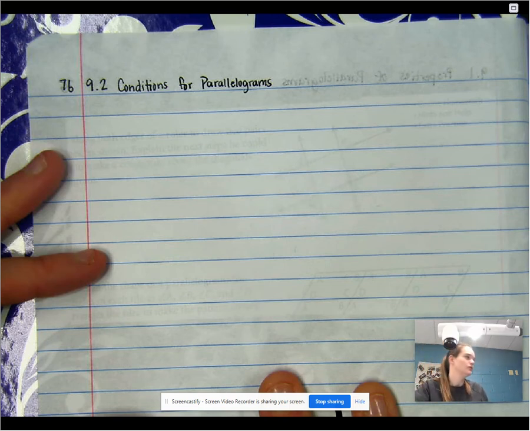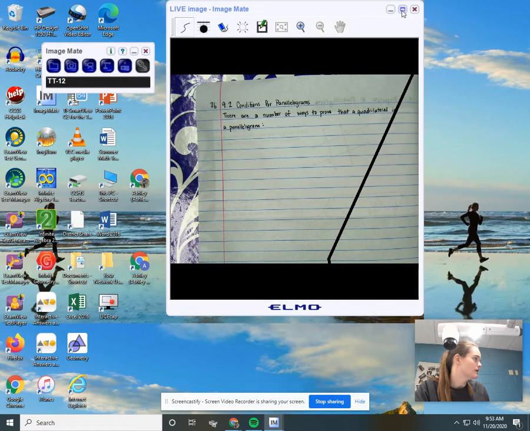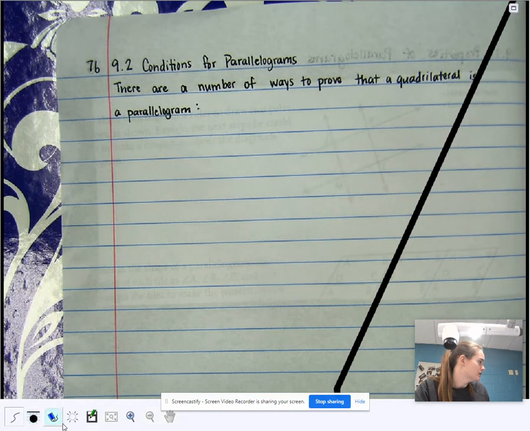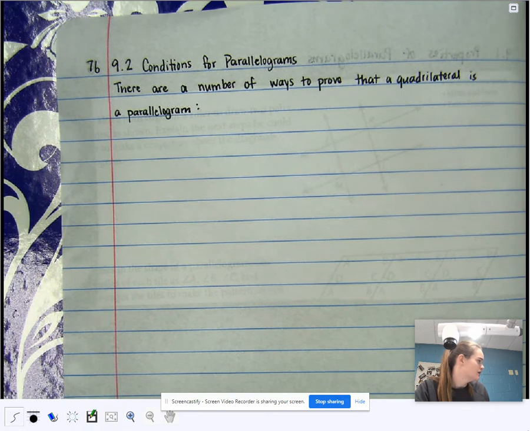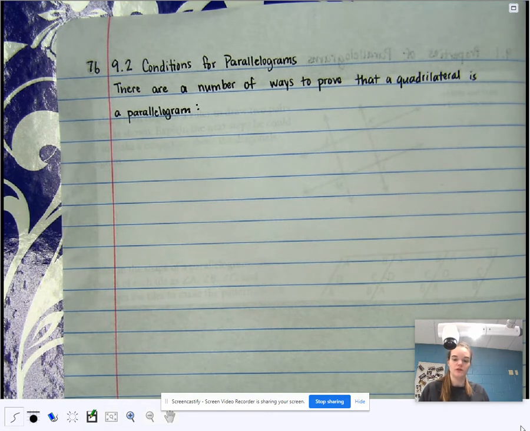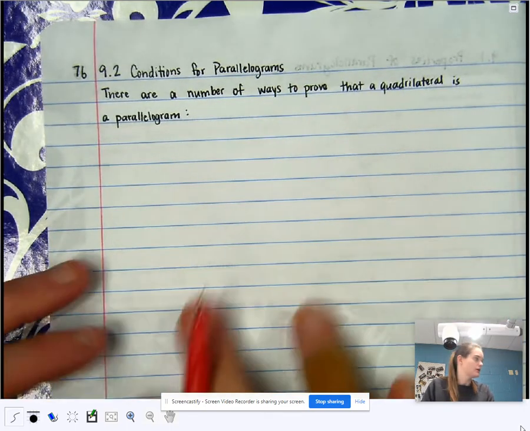My screen froze, so you can't see what I wrote, so let me fix that real quick. Clear this where it wrote on it. There you go. Pause it if you need to, because I'm just going to move on, but I know you can pause it to write down the sentence there.